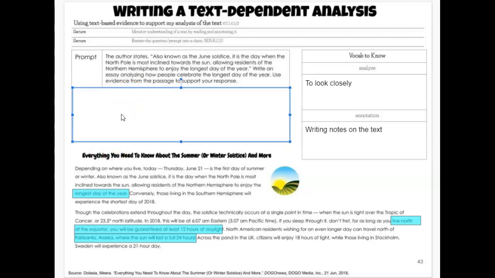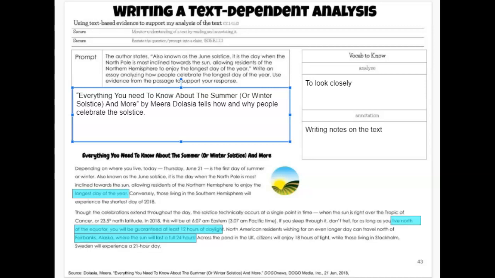So when we are forming our introductory sentence, we should give the title, the author, if it's known, which here it does down here, the name of the author is listed, and then a brief summary. So I'm going to type that out. So I'm going to start off with this introductory sentence that tells me the title, the author, and a brief summary. So I have "Everything You Need to Know About the Summer or Winter Solstice and More" by Mrs. Lopez School Videos tells how and why people celebrate the solstice.